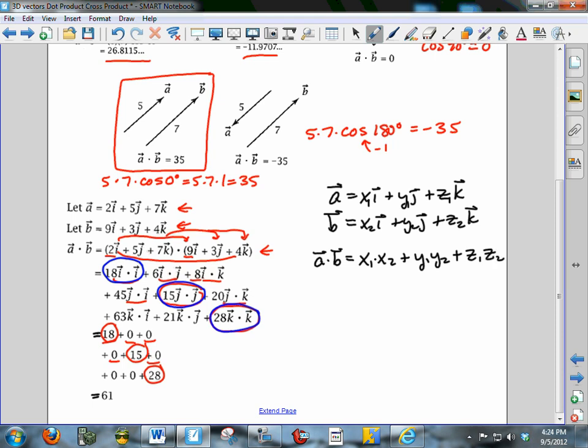So an easier way to have done A dot B would just be saying A dot B in this example here is just 2 times 9 plus 5 times 3 plus 7 times 4, which is 18 plus 15 plus 28, and that gives me the 61. So much simpler way to compute the dot product based on the fact that cosine of 0 is 1 and cosine of 90 is 0.